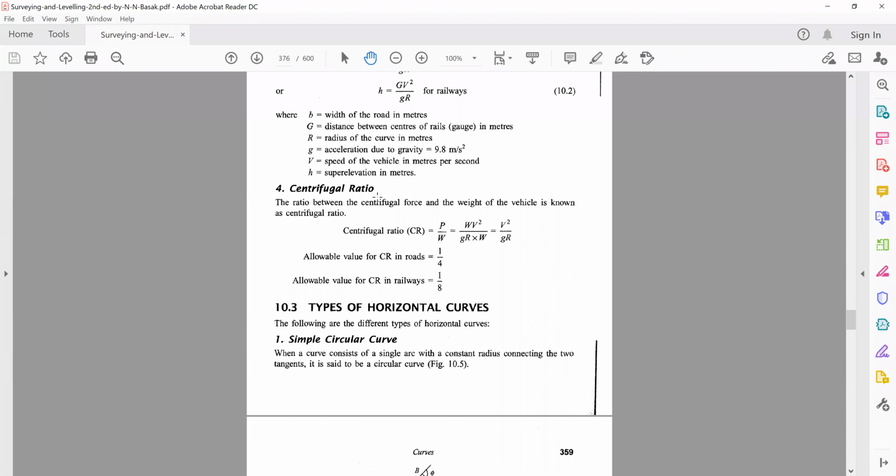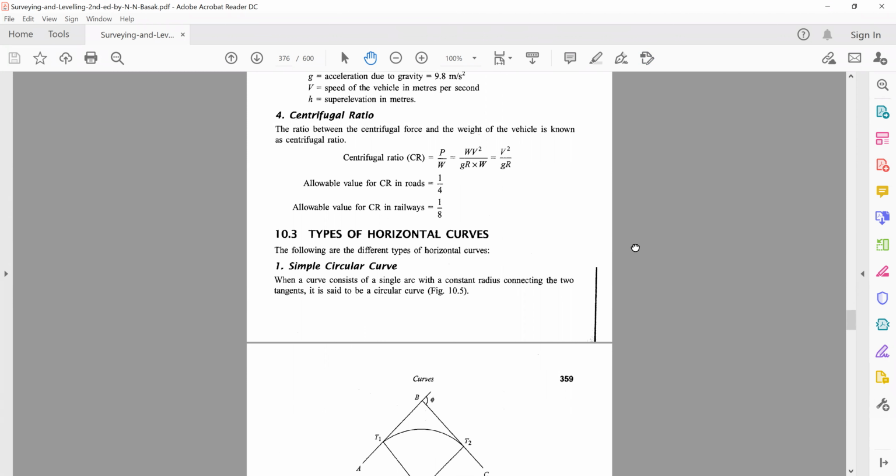That is called the centrifugal ratio, which is the ratio between centrifugal force and the weight of the vehicle. So P over W, and you replace the values for centrifugal force and the weight, so you get V squared over gR. The allowable value for centrifugal ratio in roads is 1 over 4, and in railways it is 1 over 8. So just basic guidelines. You would find these different in different design codes.